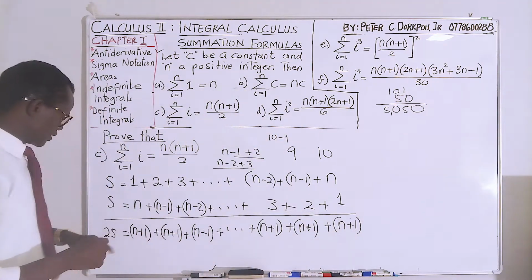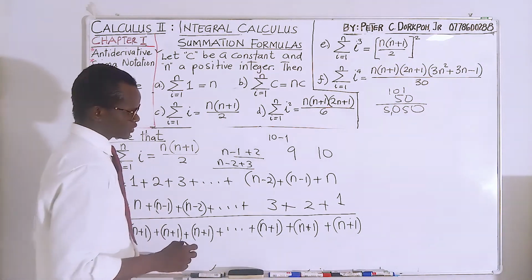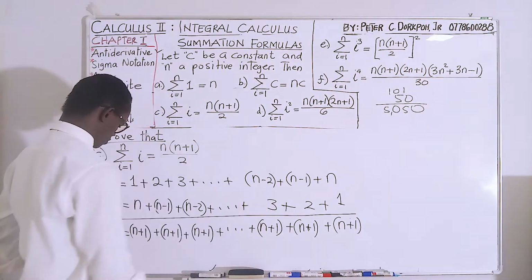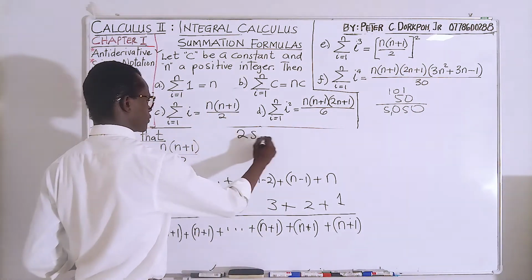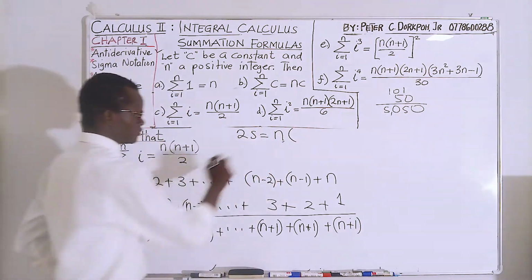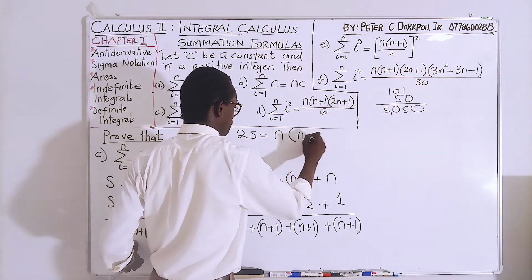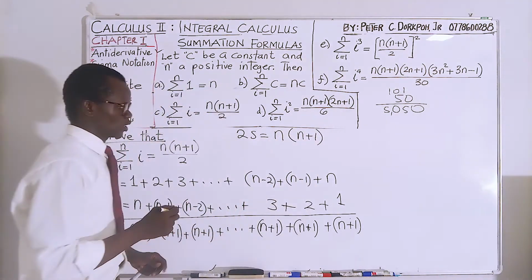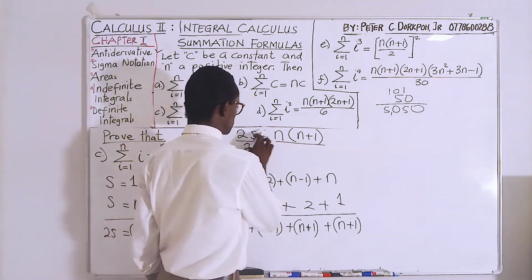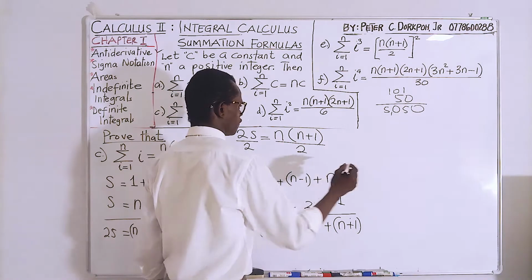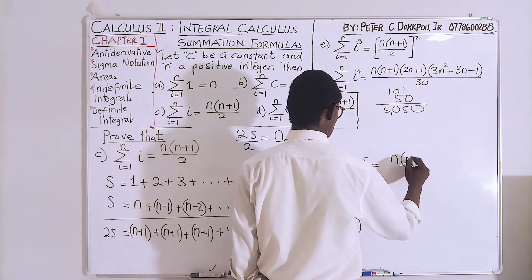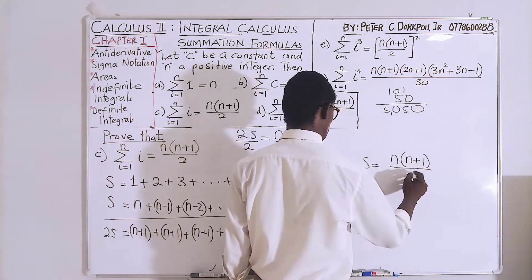What do you observe? n plus 1 has been expressed some n number of times. So you have 2S equals n times n plus 1, since n plus 1 has been expressed n times. We want to solve for S, so we divide this out by 2, and we divide this out by 2. Therefore, S will be equal to n times n plus 1 all over 2.